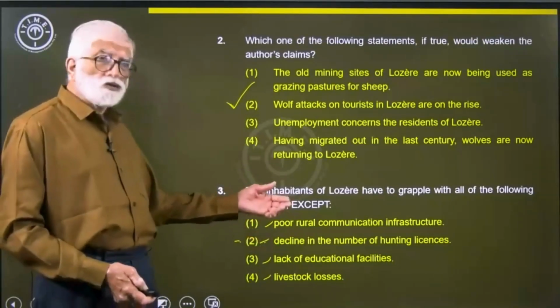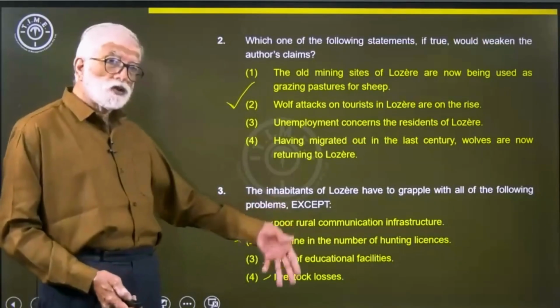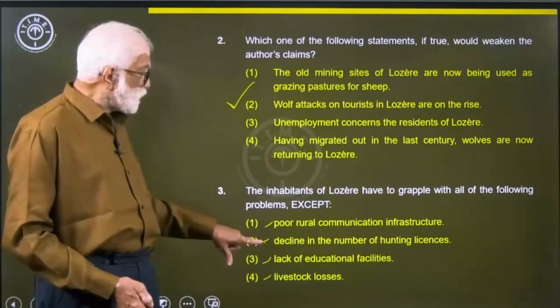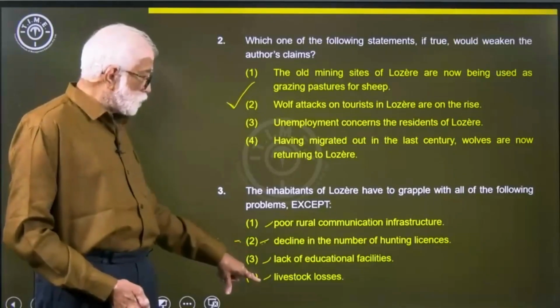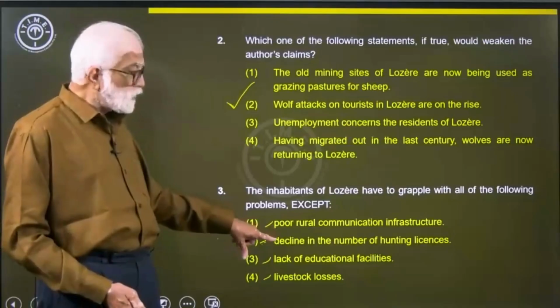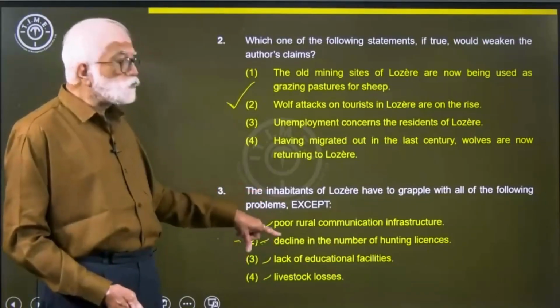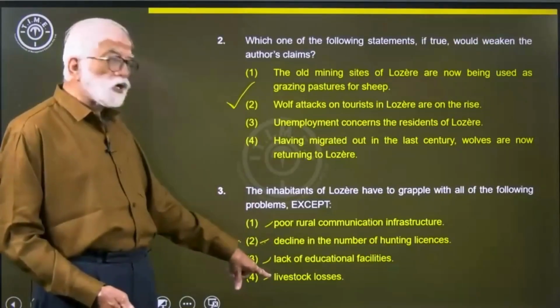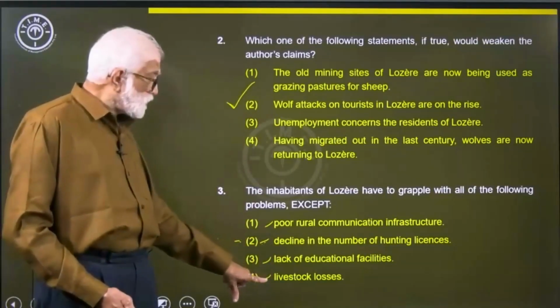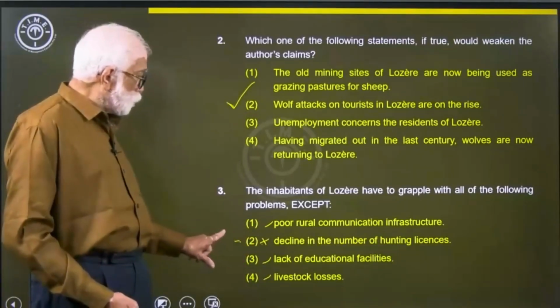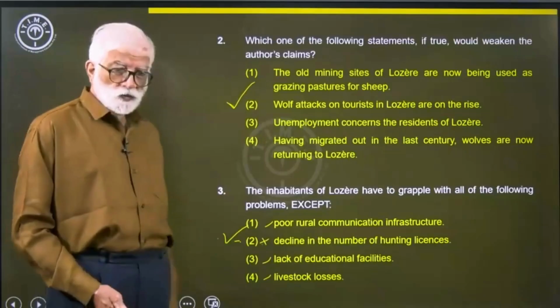The problem is the return of wolves. And what is the problem with the return of wolves? Livestock loss. So we've got to stay with this one, and this one then becomes a reason for this problem eventually. If you have a decline in number of hunting licenses, you have fewer people hunting wolves, you therefore have more wolves coming in, you therefore have livestock losses. So we have to look at this as their problem, and this is not their problem, right? So 2 would be the answer to this question, right?